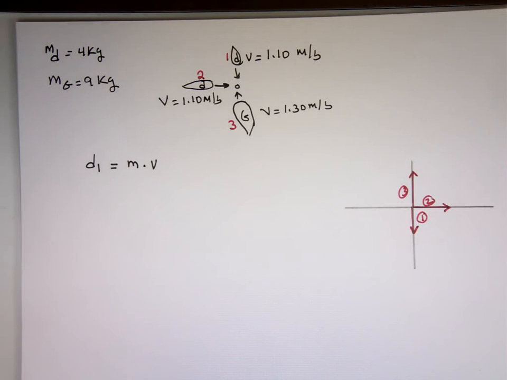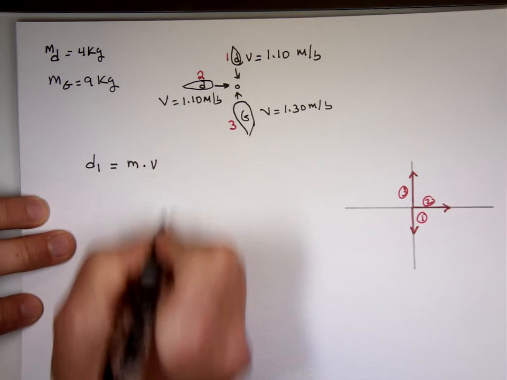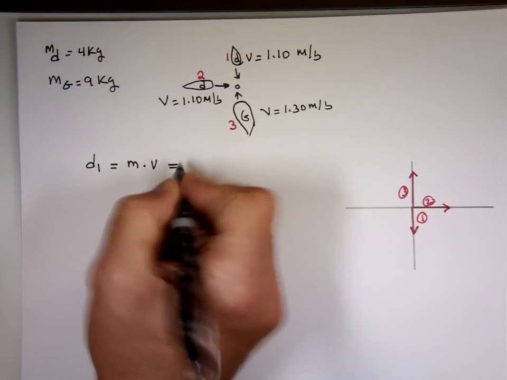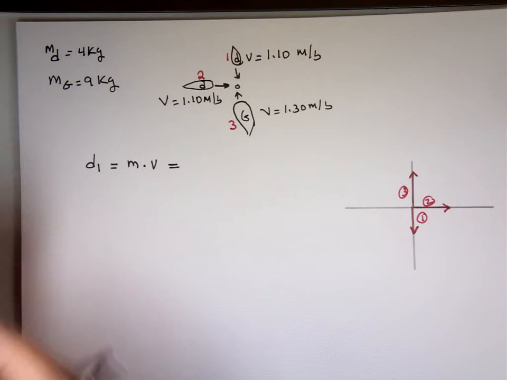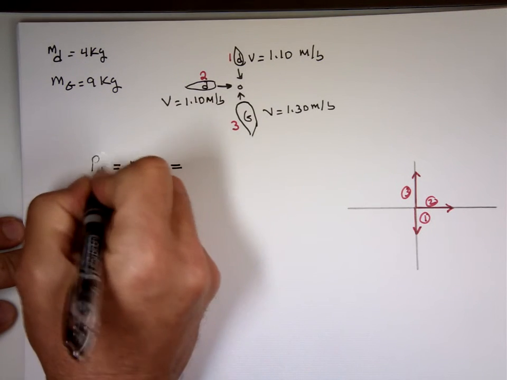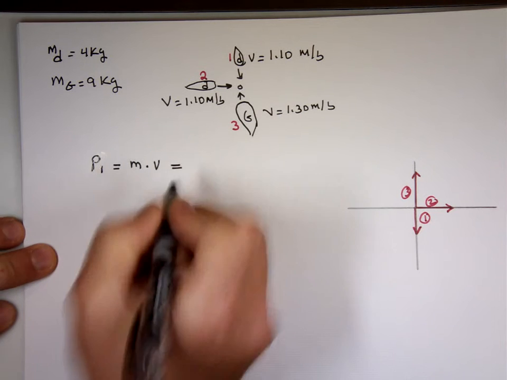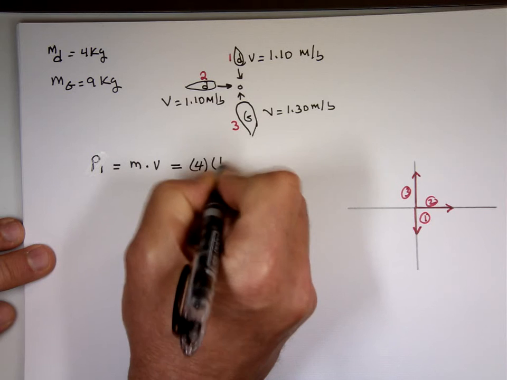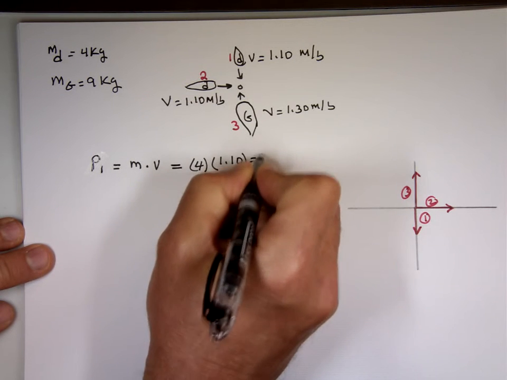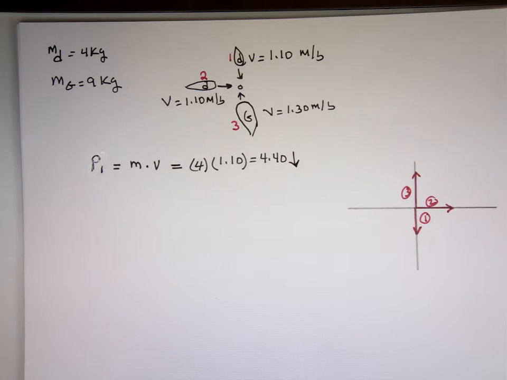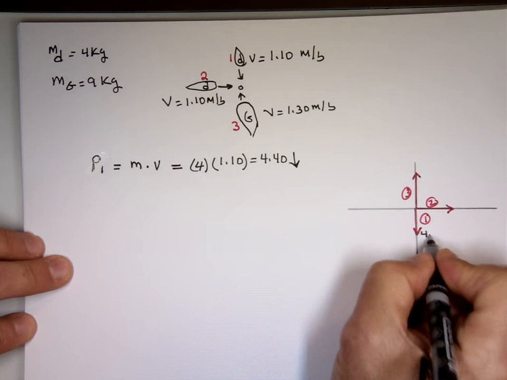So let's look at duck number 1. It's going to have a linear momentum. Again, it's coming down. Let's call it P1, the linear momentum for duck 1. So the linear momentum for duck number 1 is the mass of the duck, which is 4, times the velocity, which is 1.10, and that's what, 4.4? And it's pointing down. So this will have a value of 4.40 down.